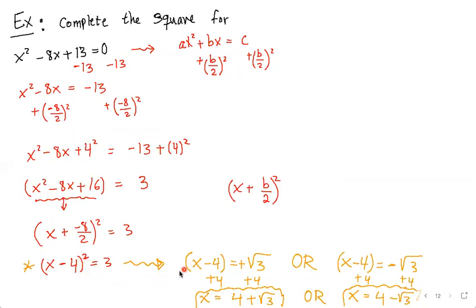By using the previous property, we take the square root of both sides: plus the square root of 3, negative square root of 3. Now we're solving this as a linear equation. Why? Because the exponent of x is 1, so it's linear. We add 4 to both sides, and that gives me x equals 4 plus the square root of 3. Here we add 4 to both sides, and that gives me x equals 4 minus the square root of 3.